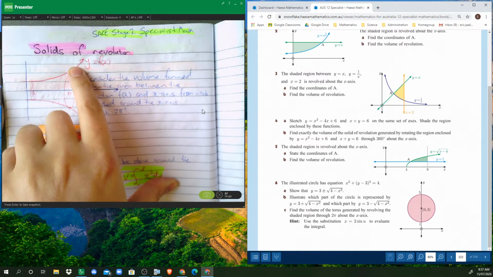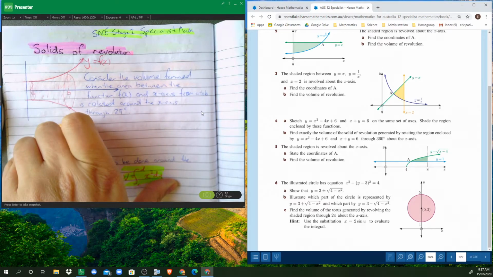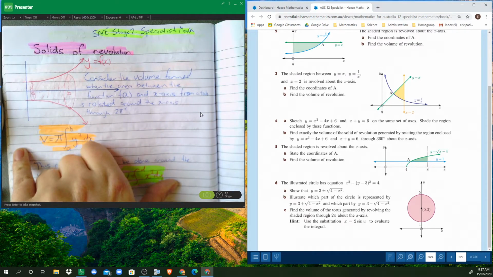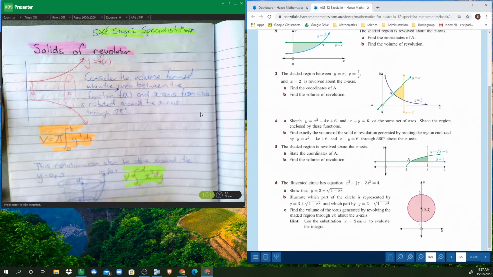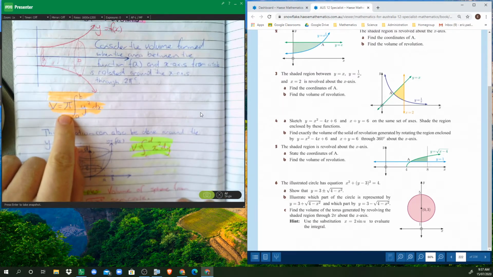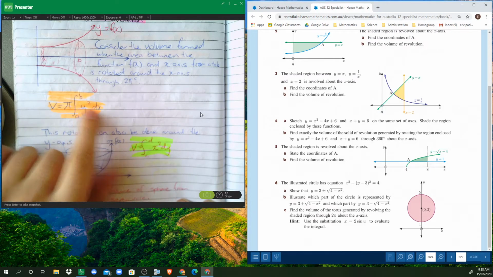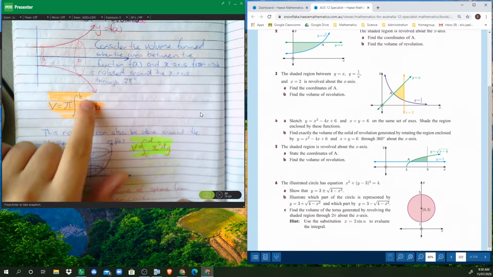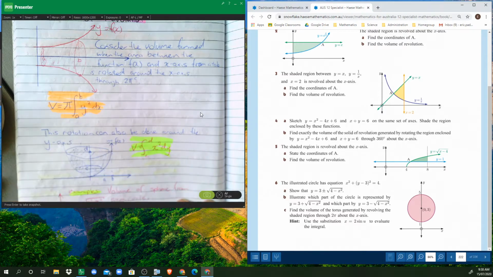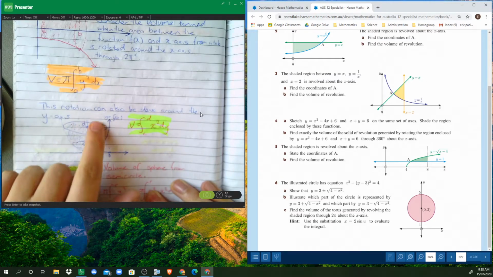So in other words, you take this function and you imagine swinging it all the way around the x-axis. Okay, the method for how you do that is you find pi times the definite integral of the function squared dx, or y squared dx. And we use y because we're actually going to be doing this along the y-axis as well.